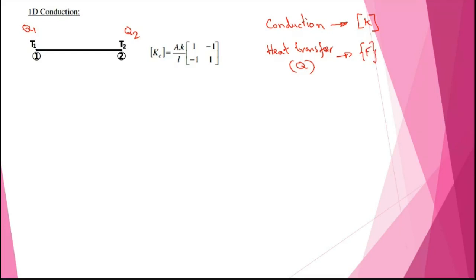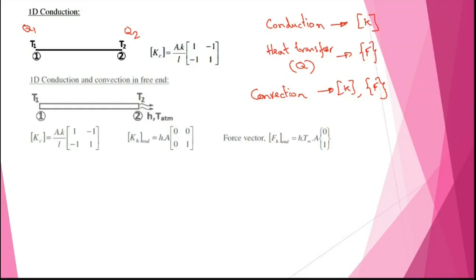But if you have a convection, convection has both. So you have a stiffness matrix and also your force matrix. So stiffness matrix or force matrix, these are the terms. It depends on the problem. Now let me go for convection.